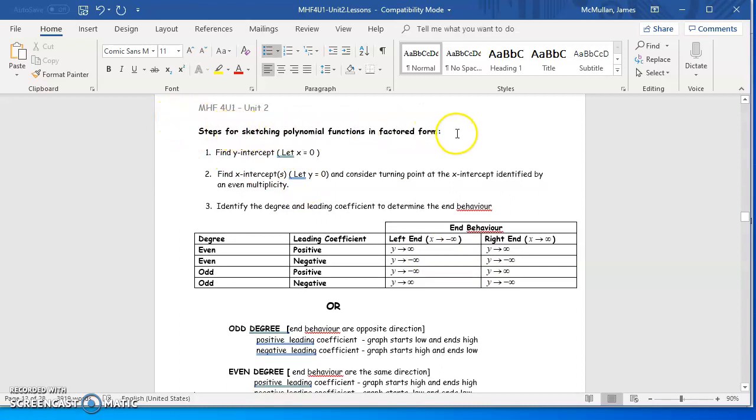Okay, how do you sketch a polynomial? That is our bigger skill today. We know a lot now. We know how to get the end behavior. We know how to deal with the roots. So now we have everything we need to sketch.